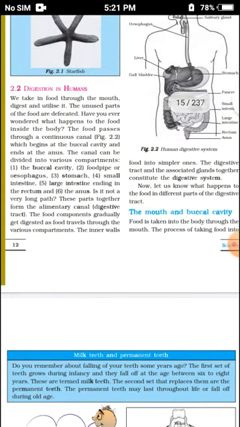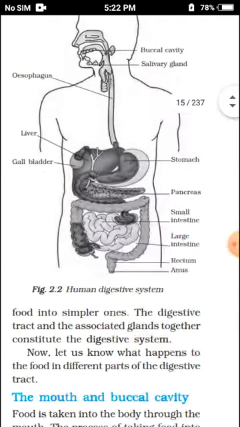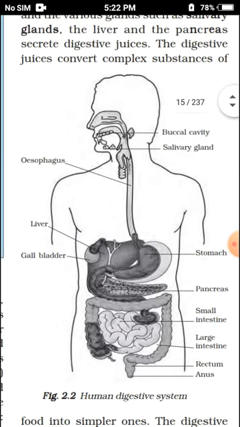After that we have digestion in human beings. For digestion there is a digestive system, or we say alimentary canal or digestive tract, which starts from the mouth. The canal can be divided into various compartments: buccal cavity, food pipe or oesophagus, stomach, small intestine, large intestine, rectum and anus. So we have the diagram of the human digestive system.